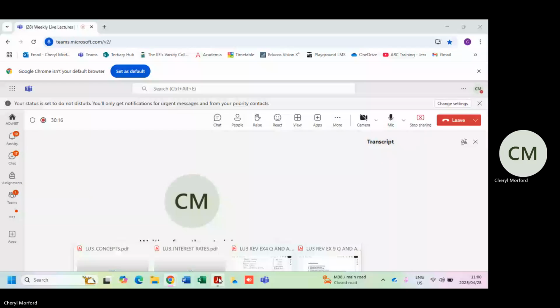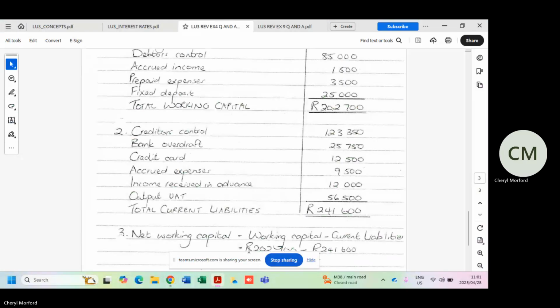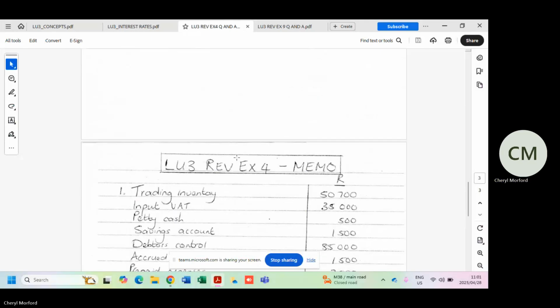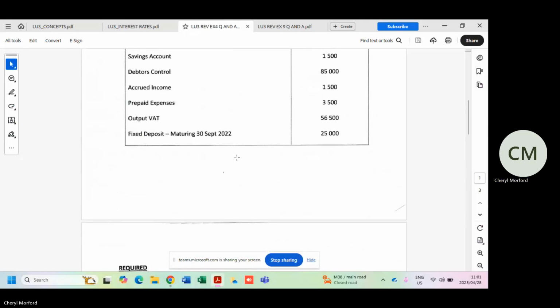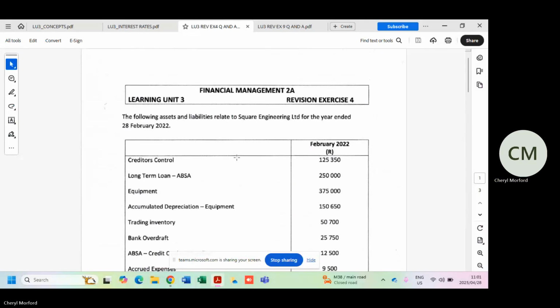So I'm going to share my screen. Won't take me a second. Almost there. This one. Let's just get it at the start, because obviously that's the best place to be.